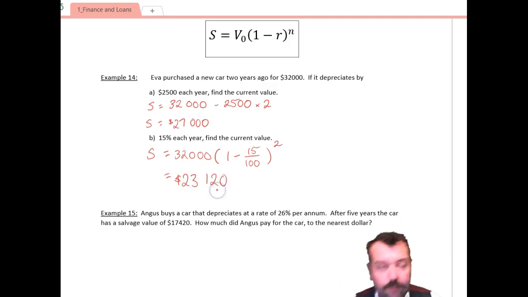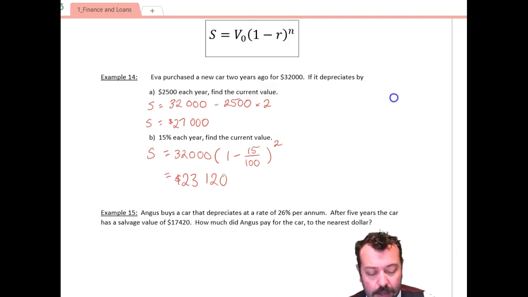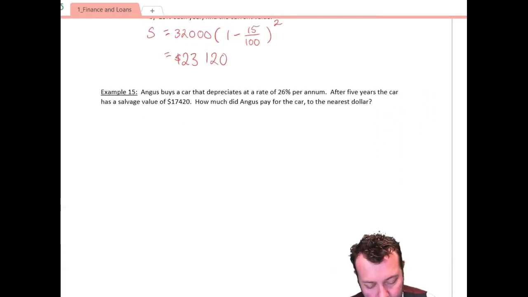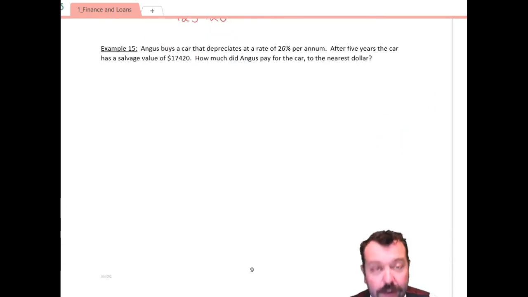120. Okay, so that's using both straight line and declining balance depreciation to estimate the salvage value of the car 2 years in the future. Now I have one more example here before we're done with depreciation. Angus buys a car, depreciates at a rate of 26% per annum. Right, that's quite a lot straight up, and frankly, for a new car, that's not that unusual.